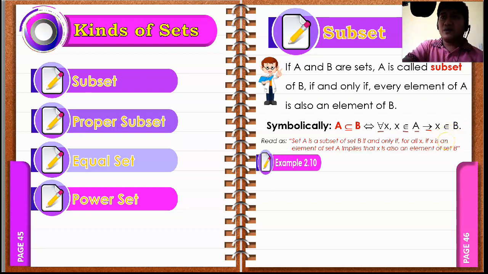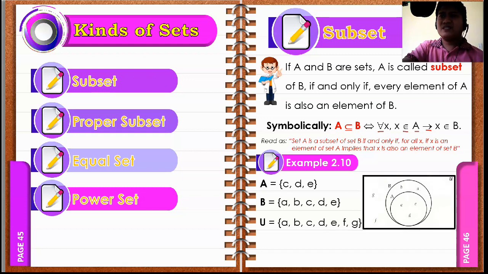Okay, let's have an example to understand the subset. Given this example, we have set A, we have C, D, E.